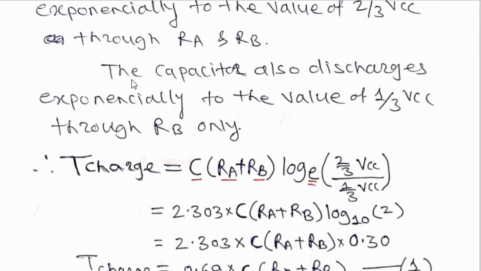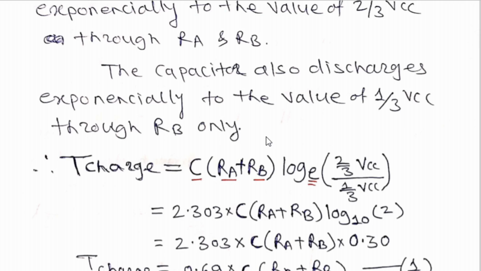So the discharging of the capacitor also takes place exponentially and not linearly. And this capacitor discharges to the value of 1/3 of VCC. Number one. Number two, the discharging of the capacitor takes place only through RB. So this is the important thing. Charging of the capacitor takes place through RA as well as RB, and discharging of the capacitor takes place through RB only.